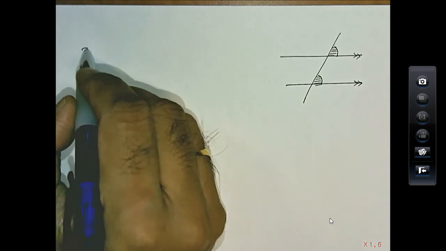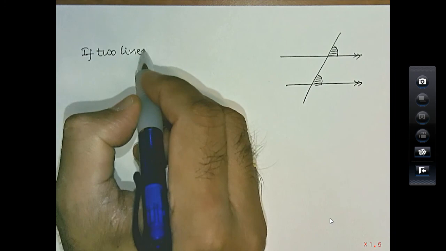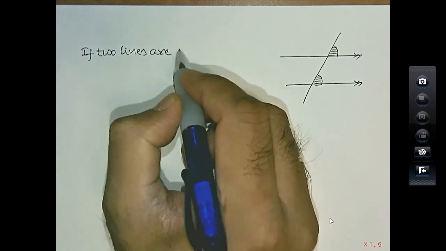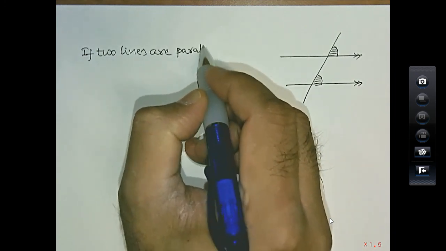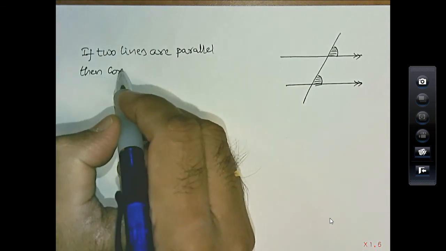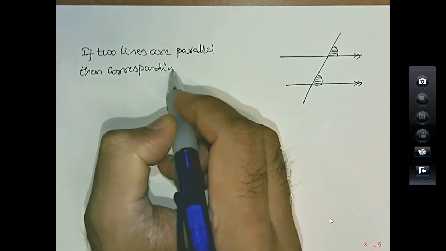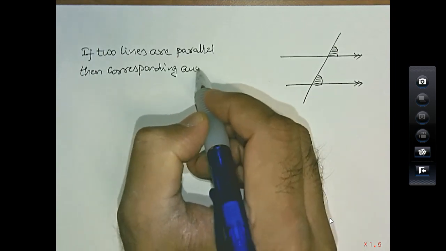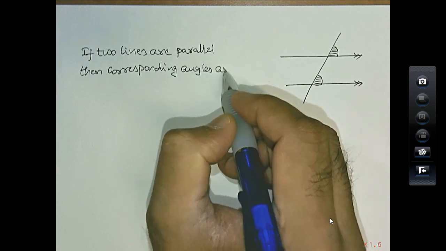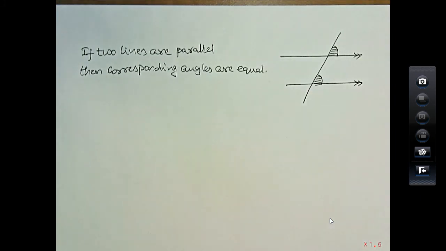If two lines are parallel, then corresponding angles are equal or congruent, right?